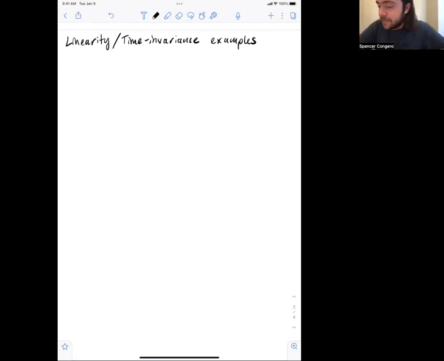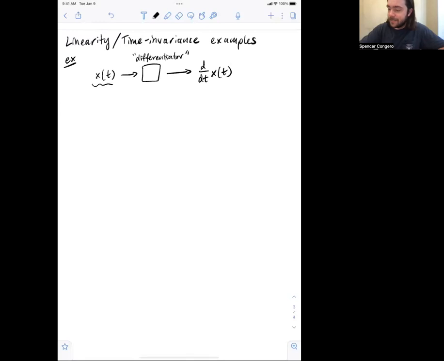Okay, so let's look at the first example. This is going to be of what's known as the differentiator system. I have some system here, I'll call it the differentiator. What does the differentiator do? Well, you can imagine it differentiates your signal. So I put x of t into the system. What do I get out? I get out the derivative of x of t. So we want to check and see, is this system linear and is this system time invariant?